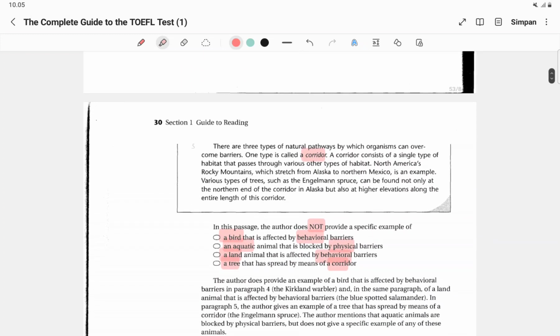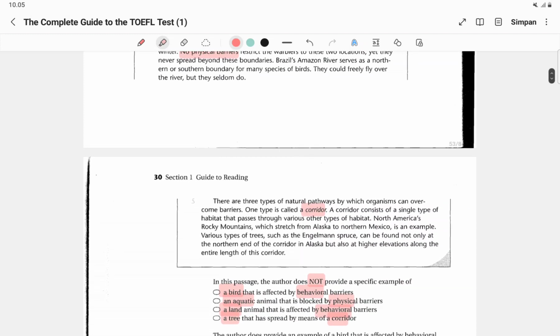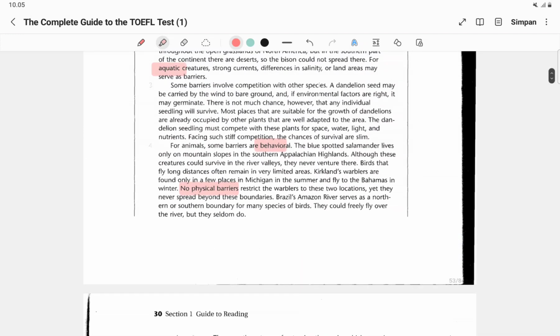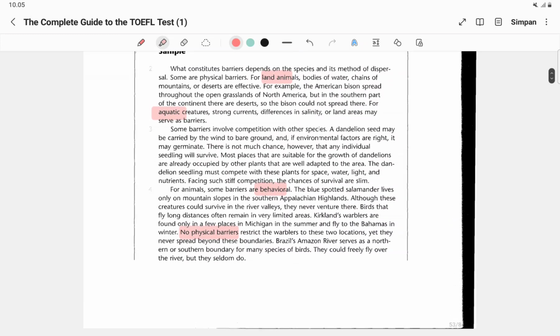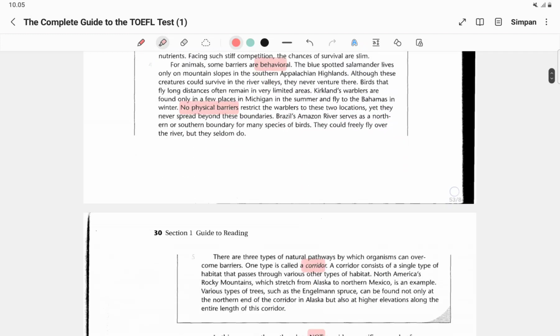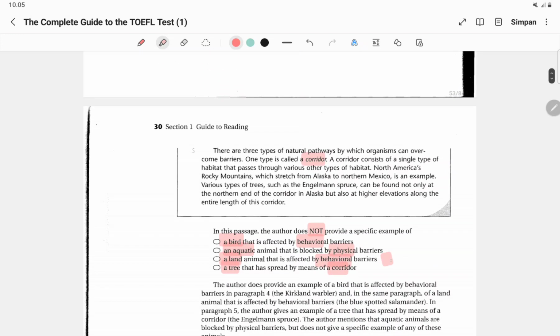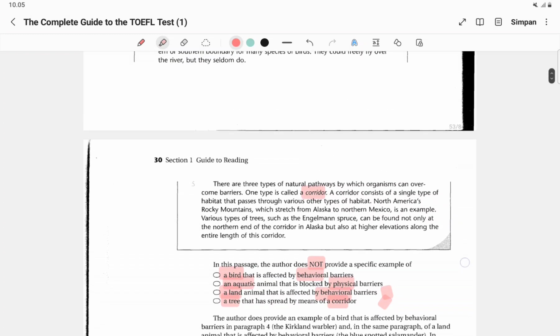I guess answer D is incorrect because it is mentioned in the passage. A land animal that is affected by behavioral barriers. A land animal. Can you find the land animal? The land animals. Their example, American bison. C and D, okay. A bird that is affected by behavioral barriers.